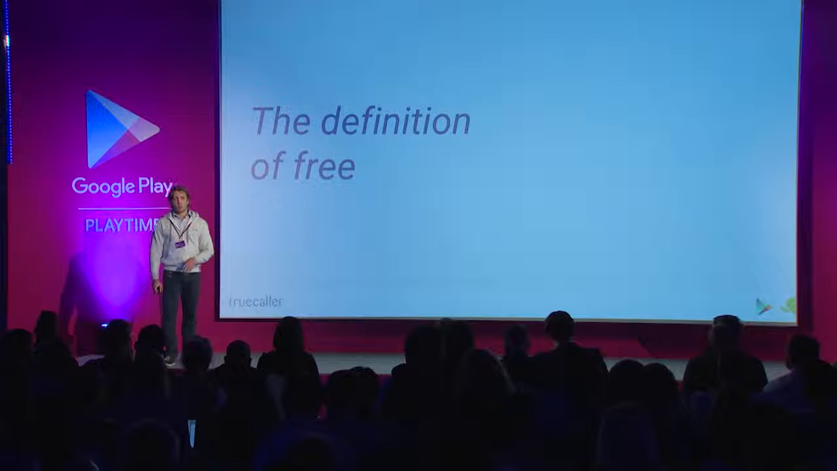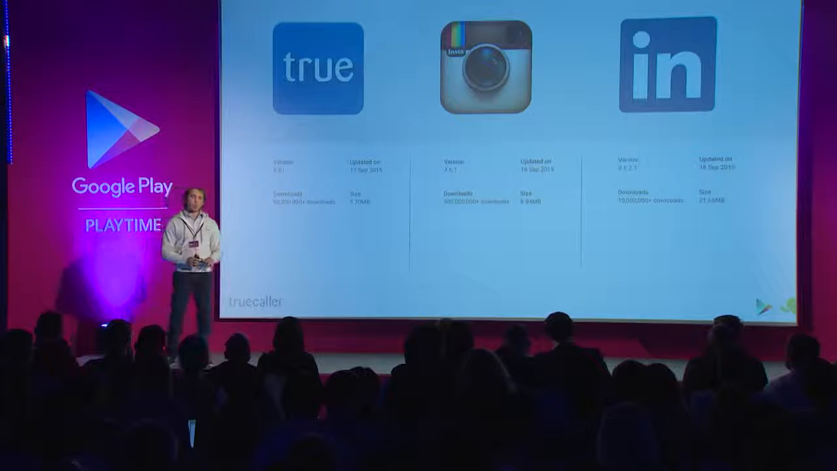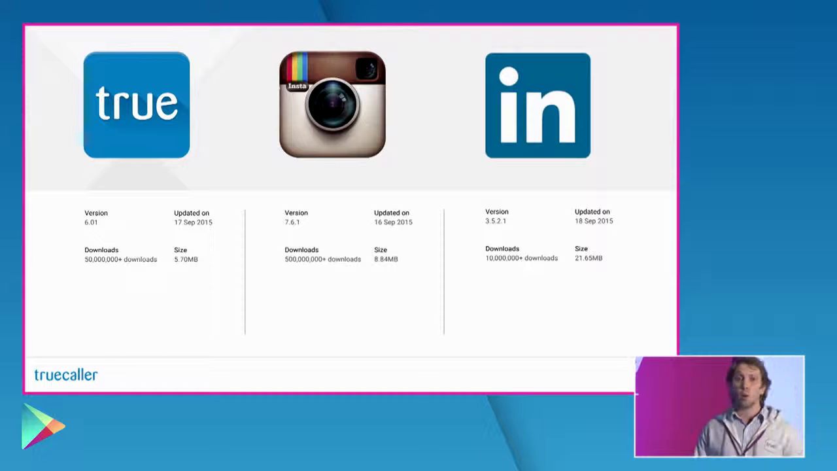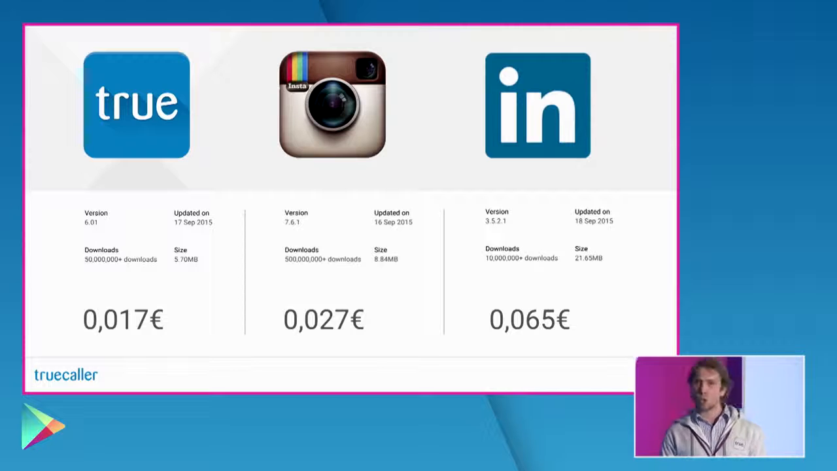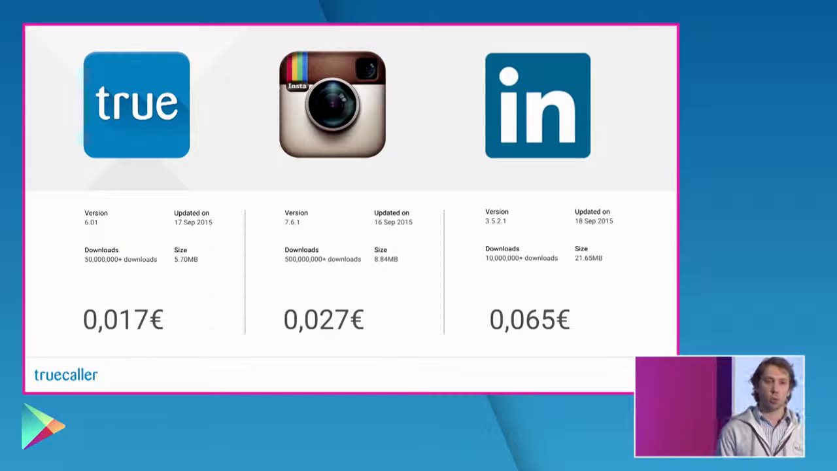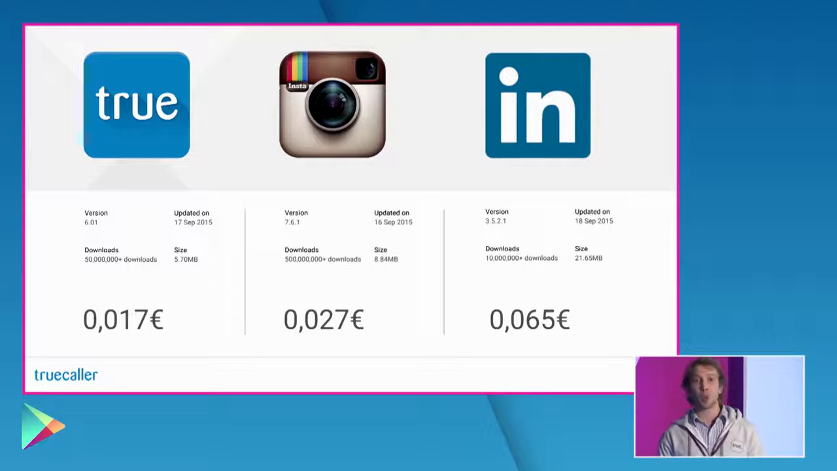And now, the definition of free. If we look at these three applications, we can see that they are all freely downloadable on the Play Store. But what users from emerging markets also look at is the application size. As an example, a user in India, by looking at this application, would recognize that downloading Truecaller costs roughly 2 euro cents, while downloading LinkedIn costs almost 4 times more than that. And as I said, the users have a prepaid data plan, so the size is extremely important.